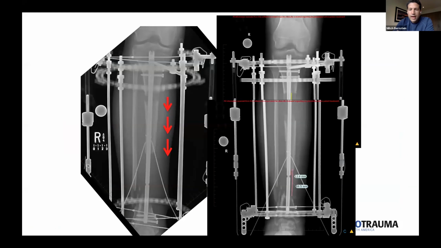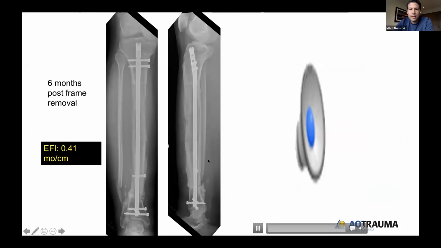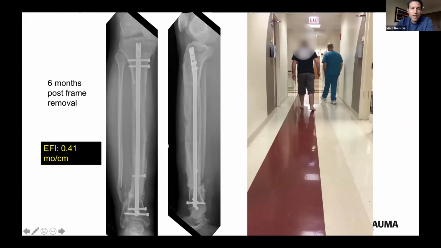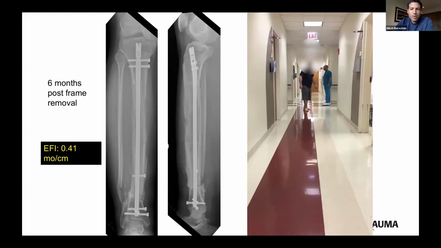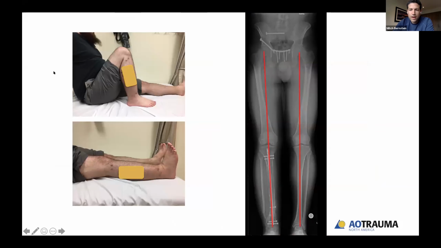So these are the x-rays of that patient as the transport segment is being pulled down. You can see there's a custom hole in the IM nail. The regenerate occurs at the top, and you can see this is right after the X-fix is pulled off, and here's 6 months later, you can see there's excellent regenerate that forms around the IM nail. And what's amazing is the EFI, 0.41 months per centimeter. So significantly less than if this patient needed a 15 centimeter defect with an X-fix alone. This is final clinical photos and standing hip to ankle X-rays.